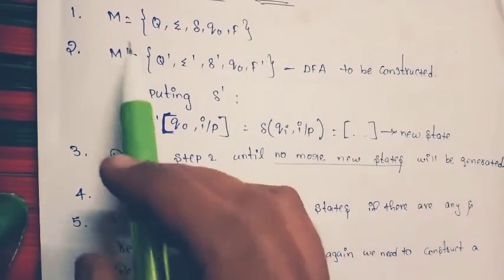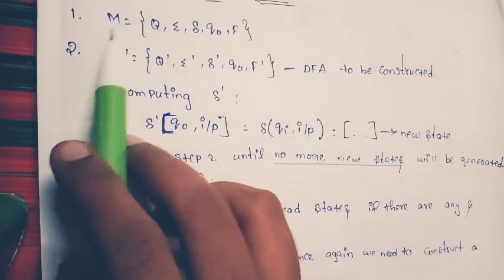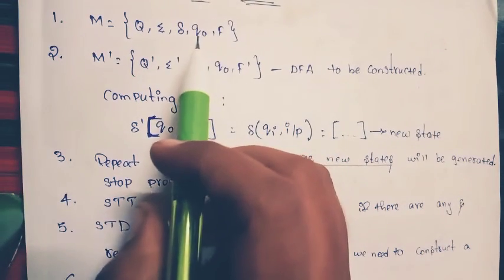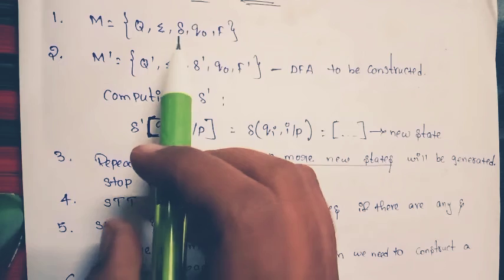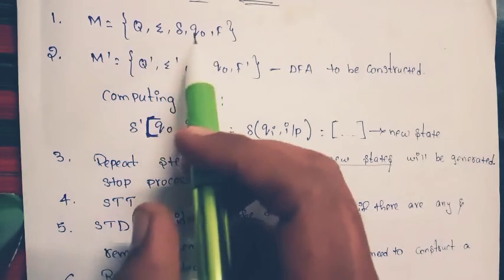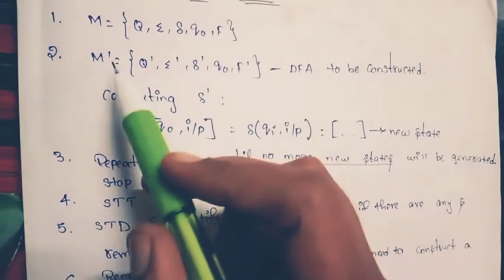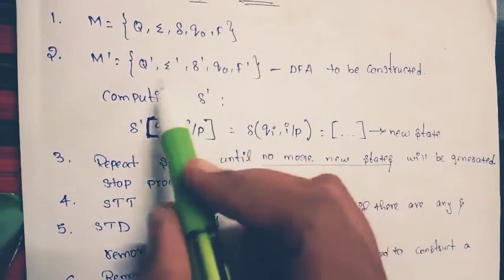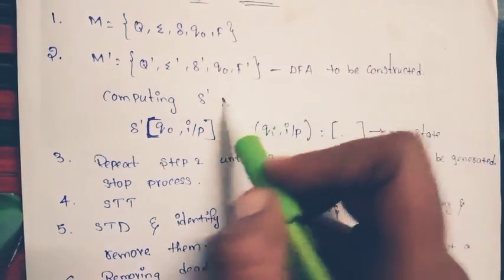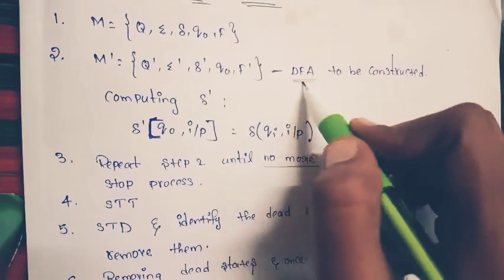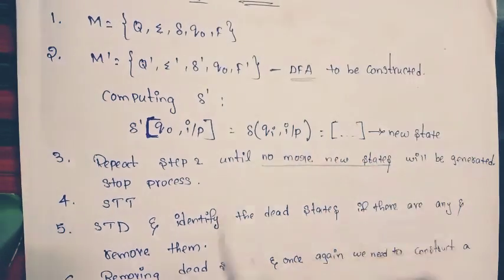The first step is, let M equal to these five tuples, guys. I already explained these tuples in my previous video. We need to declare them in the problem. Let's see the second step, that is M dash equals to. There is a change from step 1 to step 2, guys. This is the DFA we need to construct here.